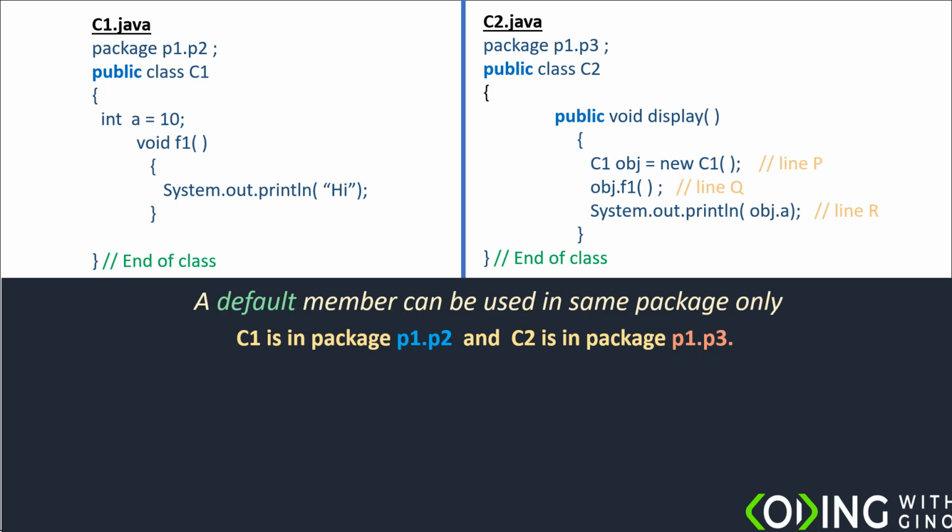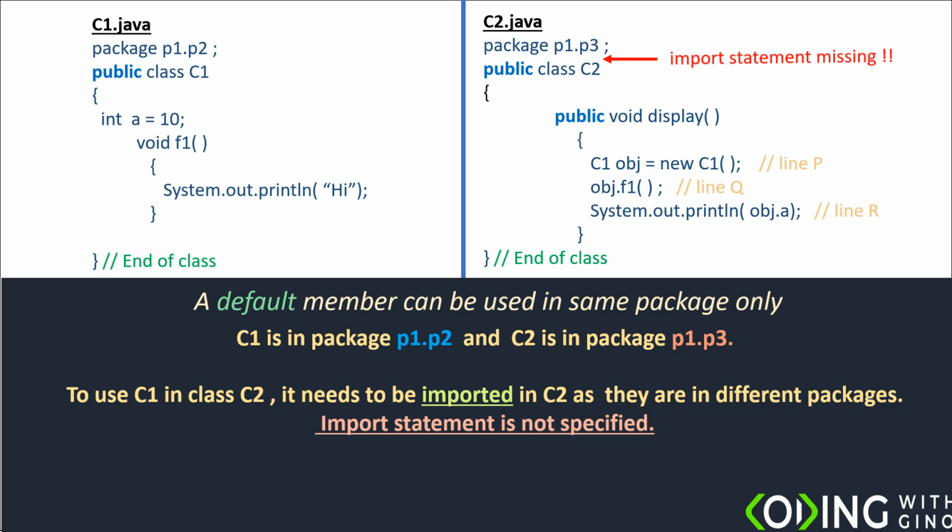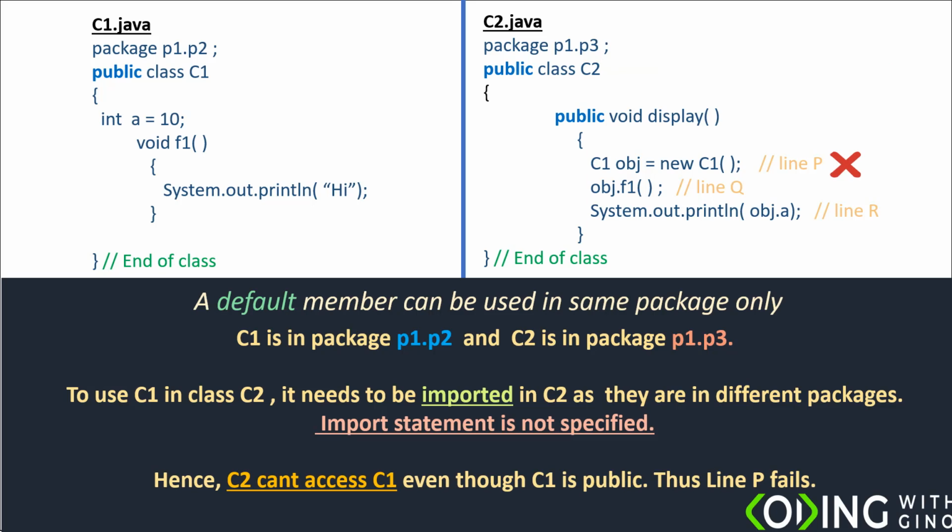But as C1 and C2 are in different packages, C2 can use C1 in two ways, either using the fully qualified name or by importing C1. Here, we are trying to access C1 without importing it. The import statement is missing. So, even though C1 is public, C2 cannot access C1 here, and compilation fails for line P. The lines Q and R use an object of C1. Now, obviously, if C1 cannot be accessed in C2, lines Q and R are also invalid, okay?